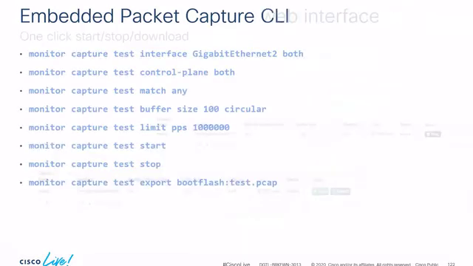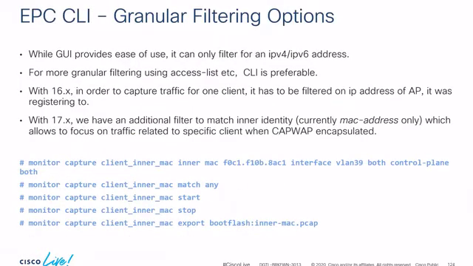But in the use scenario where you're looking to do more detailed troubleshooting or a more filtered or granular view, say matching on an access list for a certain port, like you might be looking only for HTTP traffic, or you might be looking at a particular client MAC, those sort of filtering options are not available in the GUI. For this, you will have to use the CLI.